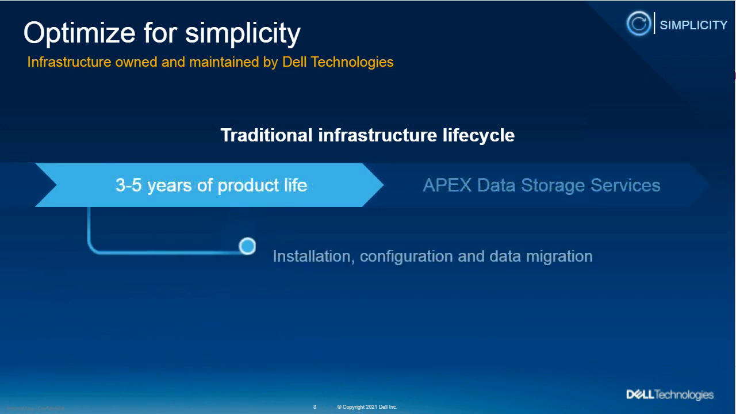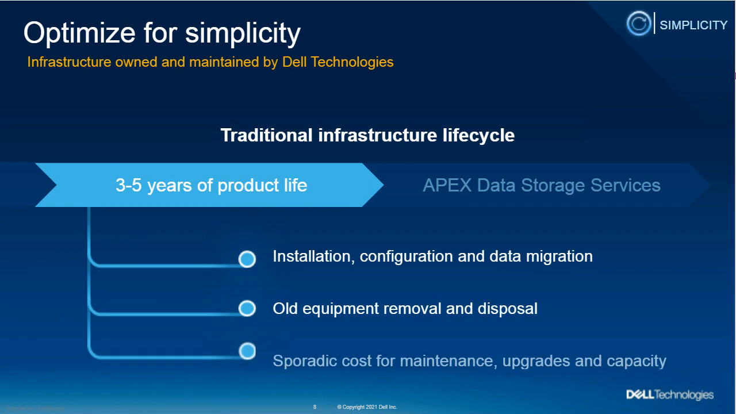Then think about, okay, I've gone through all of those initial steps. The gear has showed up. It's all sitting here on my loading dock. And now we've got 3 to 5 years of product life. That's what most organizations are going to depreciate their infrastructure over, 3 to 5 years. Well, now the work's just getting started, right? You need to now install everything, configure it, and migrate all your data from the old stuff to the new stuff. You need to pack up all the old equipment and make sure that you've wiped all the drives, and you've got certifications, and you're disposing of it. And then over the course of the 3 to 5 years that you've bought this CapEx infrastructure for, you're going to have additional costs.